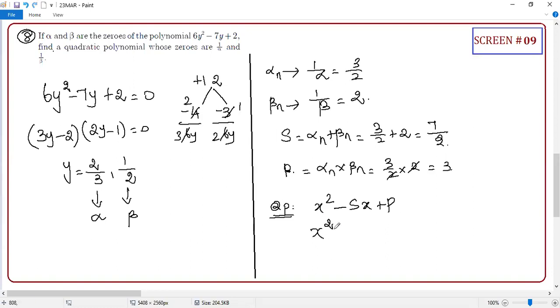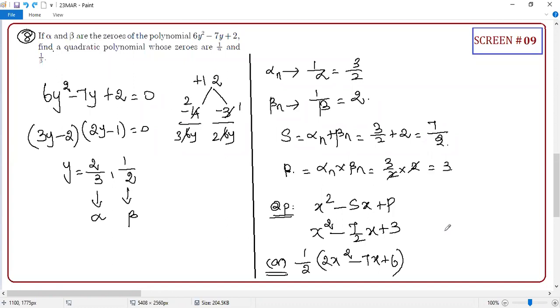So x square minus 7 by 2x plus 3. You can take 1 by 2 out, so it becomes 2x square minus 7x plus 6. You can say k is equal to 2. Don't do anything; this is one of the quadratic polynomials. Instead of this 1 by 2, you can put some k, anything can be there. Correct or not? Anyone having a question?